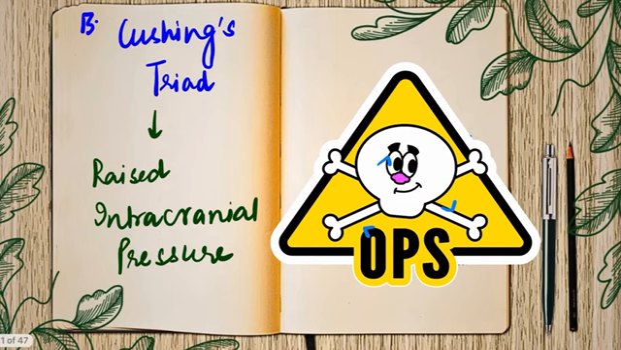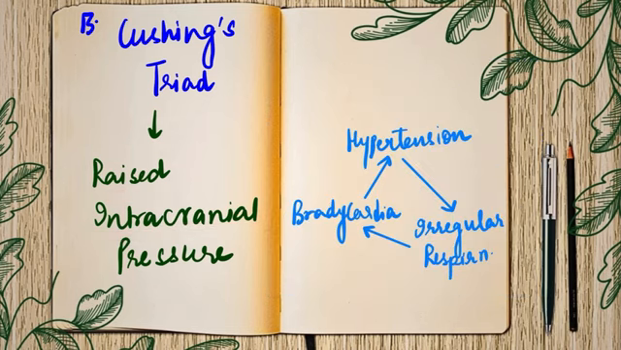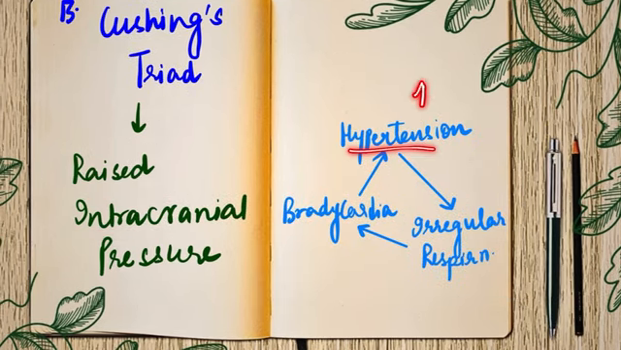Second triad is Cushing's triad. So Cushing's triad is seen in patients with raised intracranial pressure. Now, what are the components? Let's see. So we have hypertension, meaning increased BP, bradycardia, and irregular respiration.